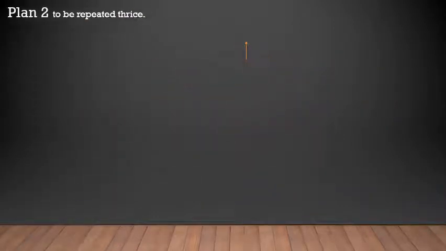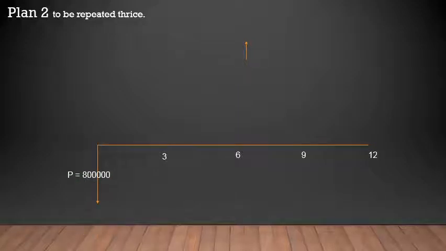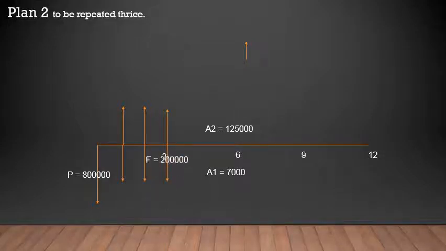Let us go to plan 2. Plan 2 has 3 years of life, so it has to be repeated thrice. First, draw the horizontal line up to the 12th year. So initial purchase cost of 8 lakhs, annual operating cost of 7,000 because it has a useful life of 3 years only, and annual revenue of rupees 1,25,000 and a salvage value of 2 lakh rupees.